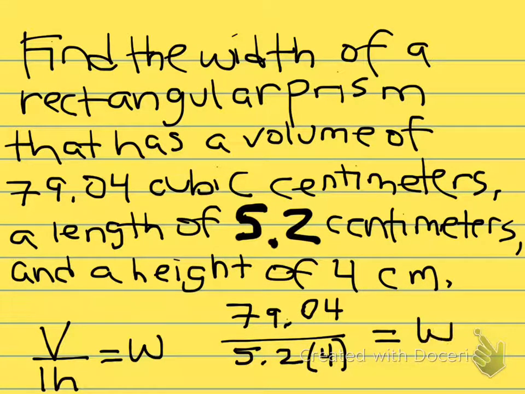And we're going to use order of operations here, so we have 79.04 divided by, and we have to do 5.2 times 4 first. So 5.2 times 4 gives me 20.80. And I'm going to divide 79.04 divided by 20.8. And that gives me 3.8. And that's W.